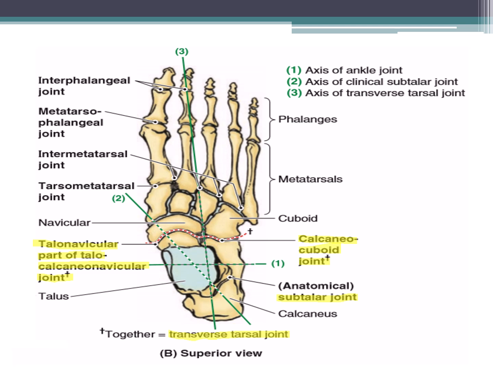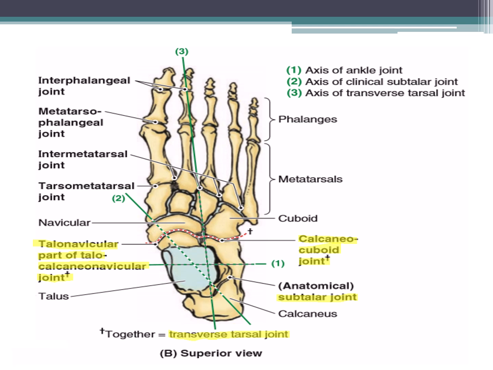Now, we have already said that this anatomical subtalar joint is basically a joint formed between the talus and calcaneum, and we have the talocalcaneal part, which is again formed by the talus and calcaneum. But the difference is that the anatomical subtalar joint involves the posterior part of the calcaneum and the posterior part of the talus, whereas the talocalcaneal part of the talocalcaneonavicular joint involves the anterior surface of the talus and the anterior surface of the calcaneum.